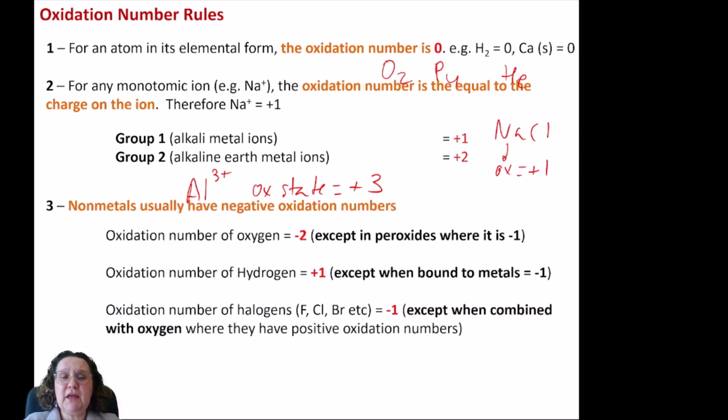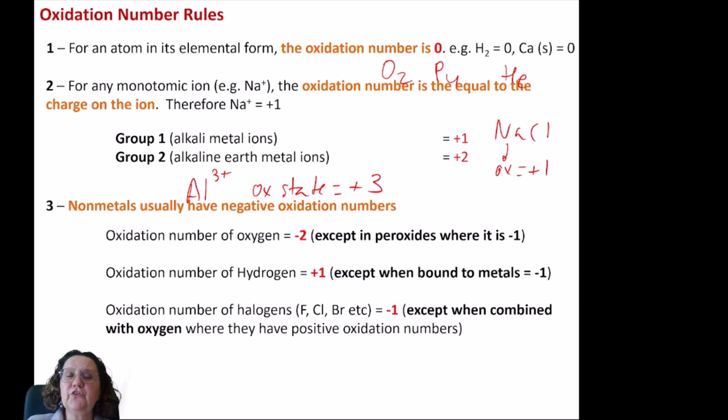When you have non-metals, you usually, although not always, have negative oxidation numbers, because in general, metals tend to donate electrons, so it's natural that they tend to go for positive oxidation numbers, they lose electrons, and non-metals tend to gain electrons. And they tend to have negative oxidation numbers. So that's not always the case, as you can see in some of the examples.